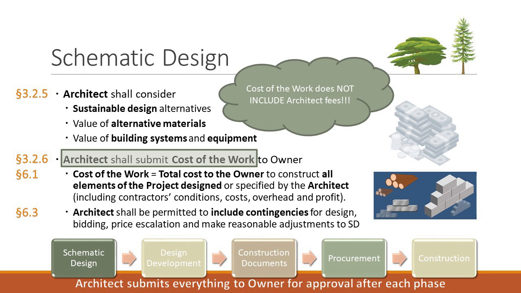Same thing with 3252. Shall consider the value of alternative material, building systems, and equipment. Like, if it's going to be a green building, what type of materials are we going to use? Or is there something in traditional construction we want to maybe use a little bit differently? And how will that affect cost and program and schedule? Prior versions of the AIA said you will consider it, but it wasn't an obligation. Here you need to have a discussion with the owner about these either sustainable designs or building alternatives.